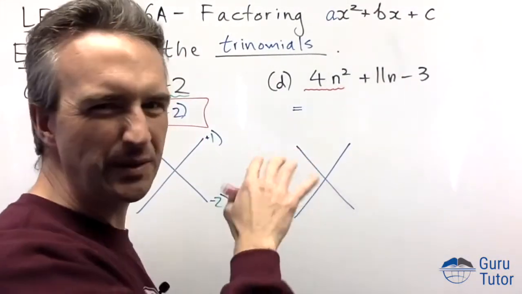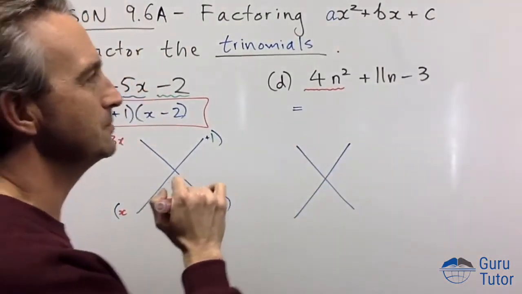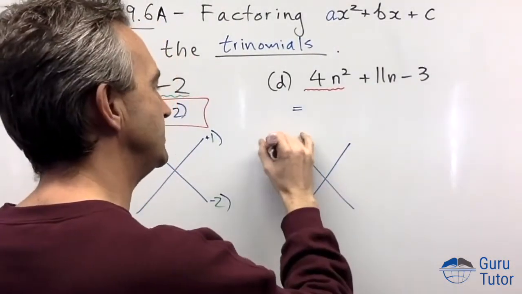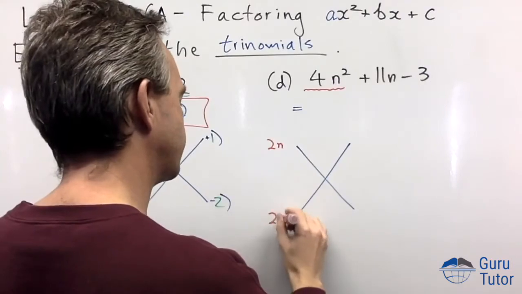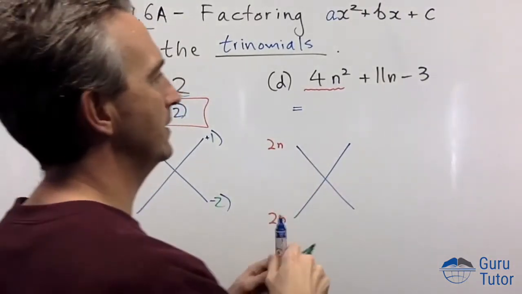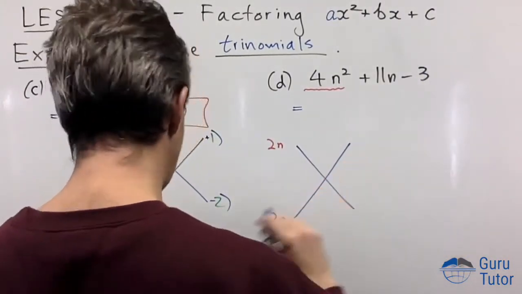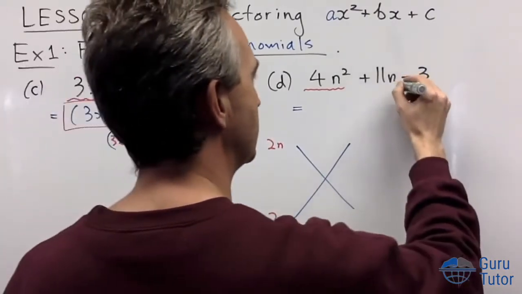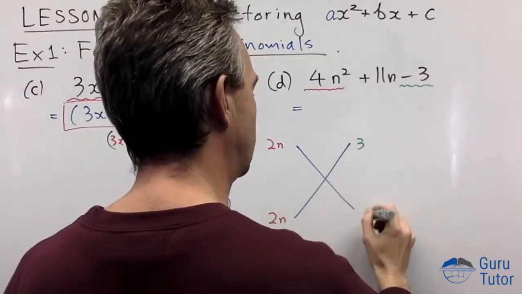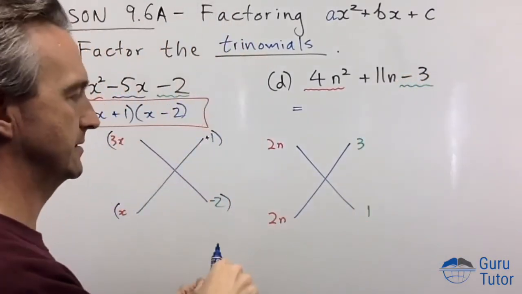You've got to change this one now, which kind of makes more combinations. It might take a little bit more time. All right, let's try 2n and 2n. What about over here? 3, so, yep, 3 and 1. So the factors of 3 are going to go here. 3 and 1. We worry about the plus and minus later.